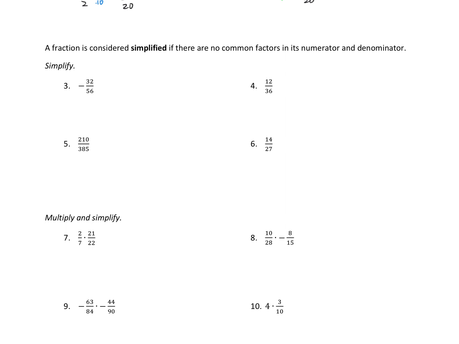So let's look at number 3. 32 over 56. Maybe you don't know what goes into both of those, but you notice they're both even. So maybe the first thing you say is, well, I can divide a 2 out of both numbers because 32 is even and so is 56. So if we do that, 32 divided by 2 is 16, and 56 divided by 2 is 28.